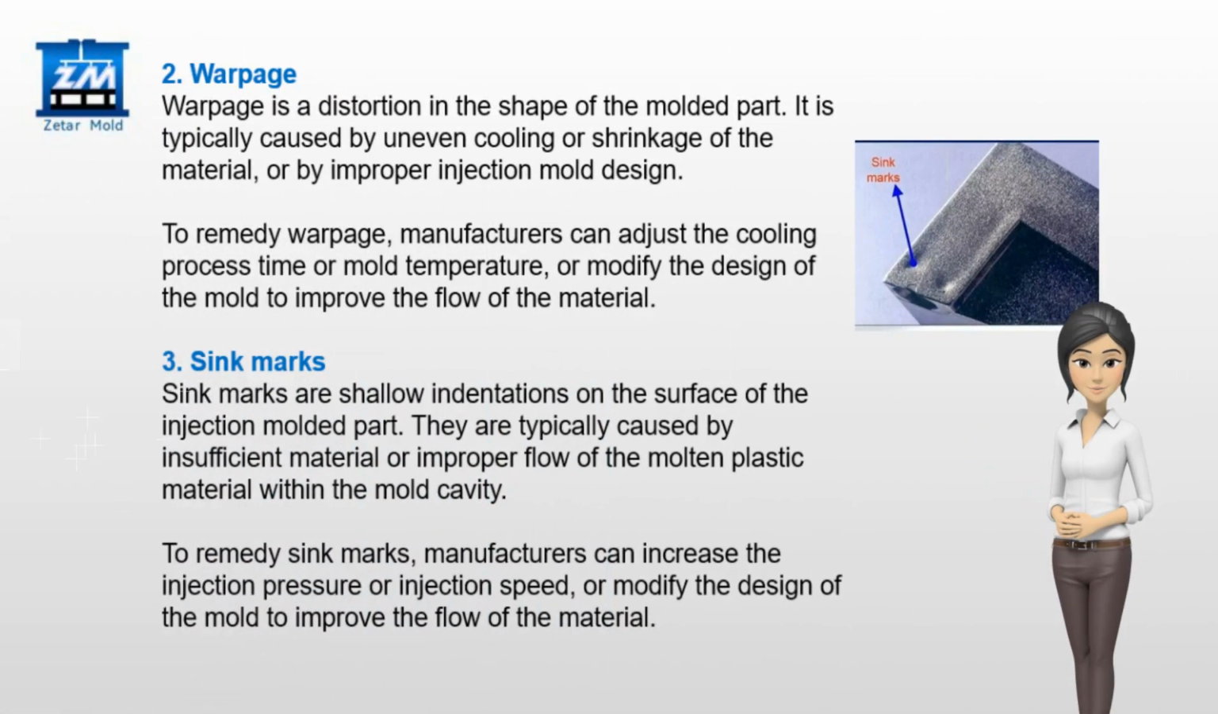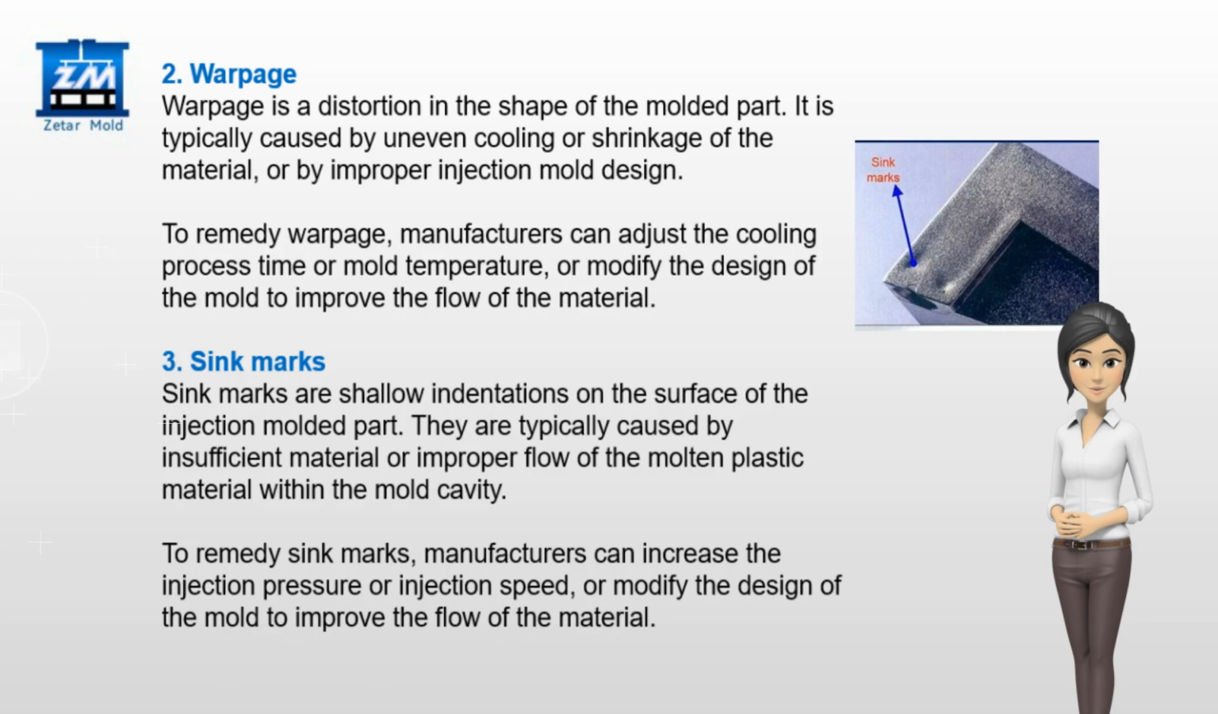Warpage is a distortion in the shape of the molded part. It is typically caused by uneven cooling or shrinkage of the material, or by improper injection mold design. To remedy warpage, manufacturers can adjust the cooling process time or mold temperature, or modify the design of the mold to improve the flow of the material.